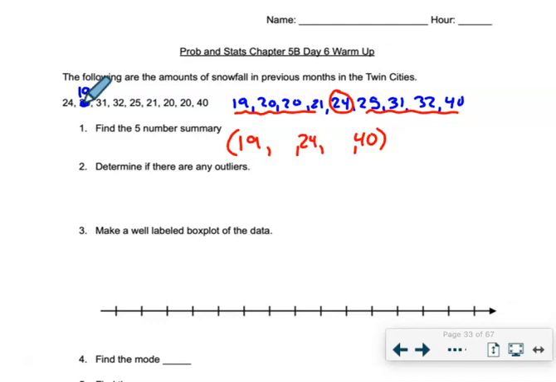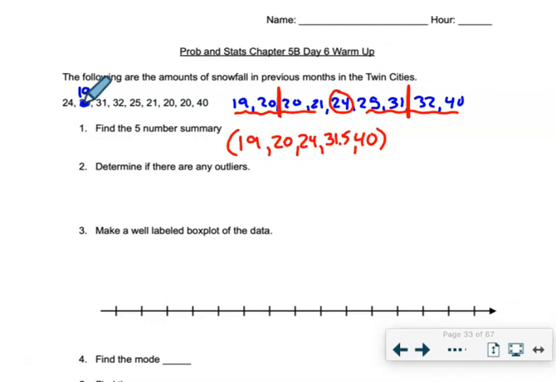Then I need to take the middle of the bottom half and the middle of the top half. For Q1, there's 4 numbers down here. If I draw a line between the 2nd and 3rd number, that's where quartile 1 would be located. It's splitting the 4 on the bottom into 2 and 2. Since both numbers around that are 20, Q1 is 20. Same thing up here. I'm going to draw a line between the 2nd and 3rd numbers. Now I need to take halfway between 31 and 32, which is 31.5. There's the 5-number summary.